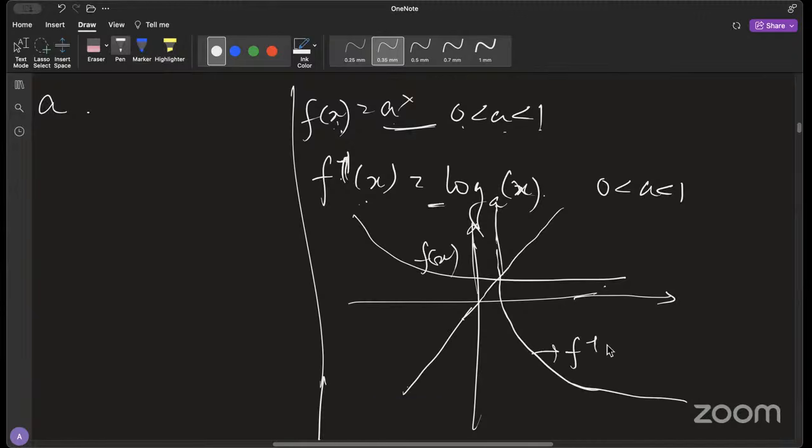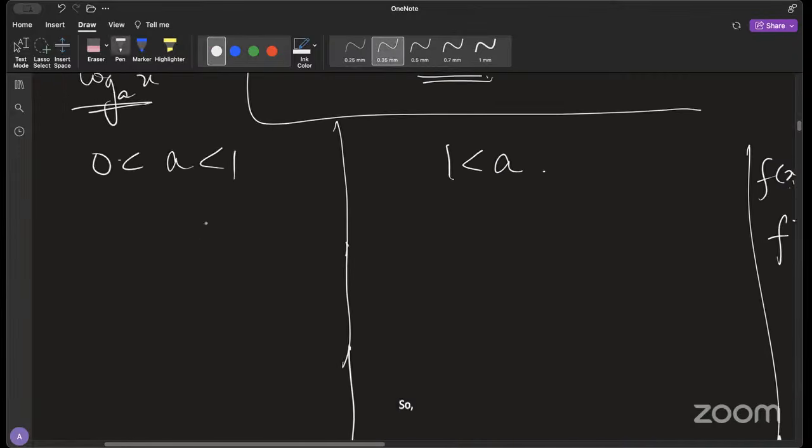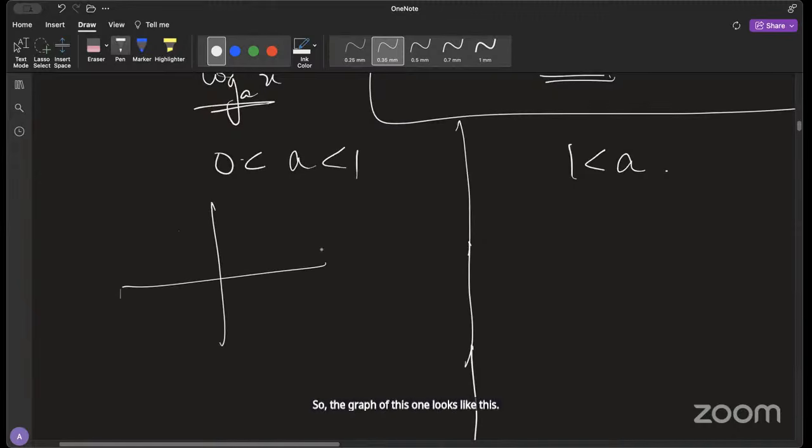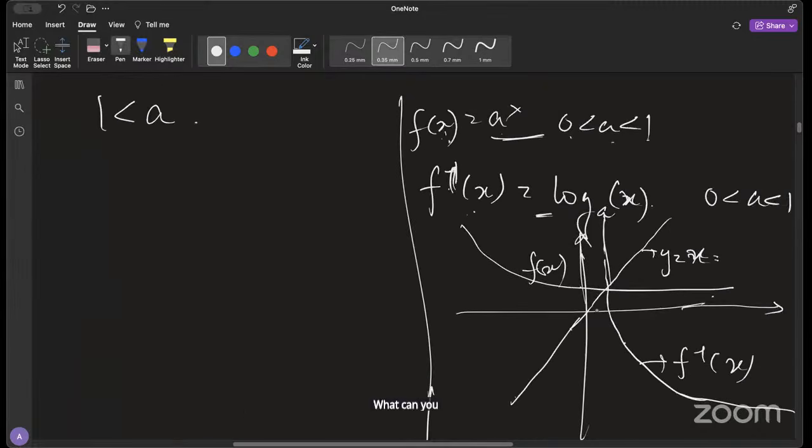This should be f inverse of x, because this is the mirror image of this one along this mirror, right? This is y equals x. So the graph of this one looks like this. When can you show the graph along this one?